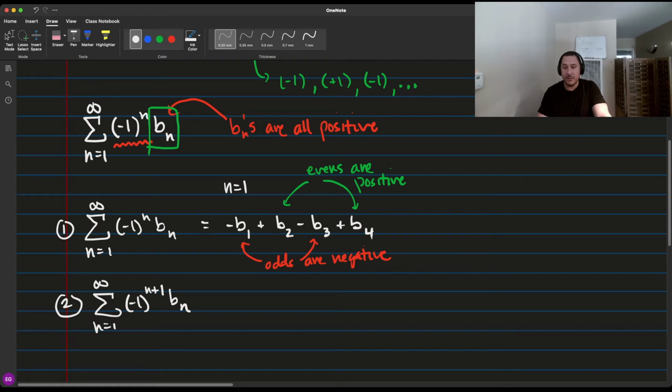Okay, now what about if you have -1 to n plus 1? Well, when you plug 1 into n plus 1, you're going to get squared, right? So -1 squared will be positive, so you'll start off with a positive b1. Now, when you plug in n equals 2, 2 plus 1 is 3, -1 cubed will be minus, so you get minus b2. Right, so it goes b1 minus b2 plus b3 minus b4, and so on.